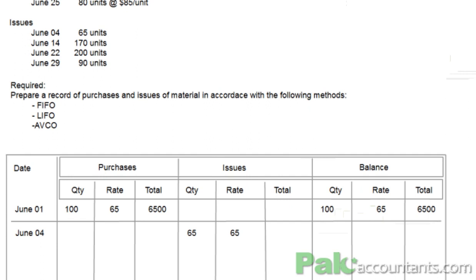It is 4,225. Now once you have issued 65 units, you will be left only with 35 units in the store. 65 units are gone into the production hall. And at the rate at which you are keeping these units, which is 65, the total value you are left with is 2,275. Very good.